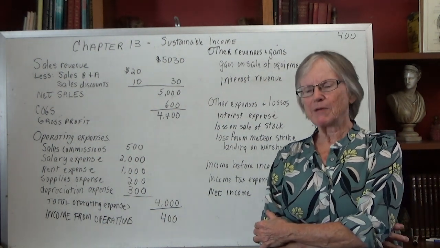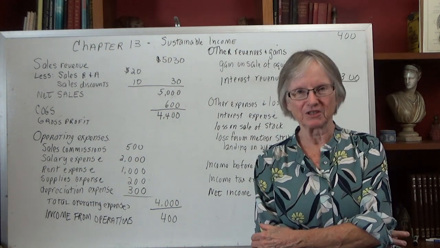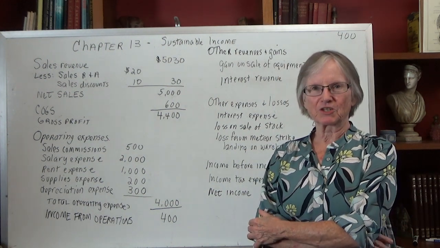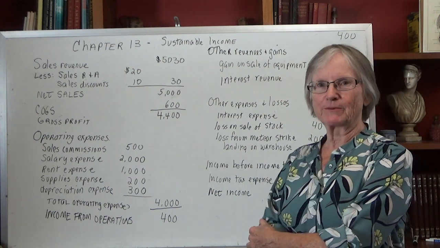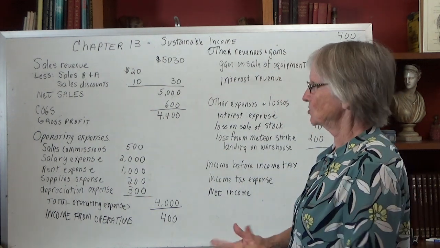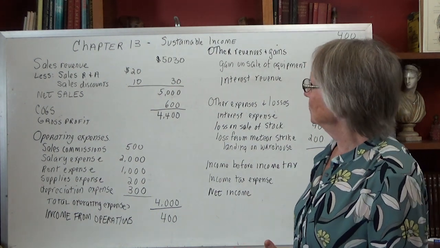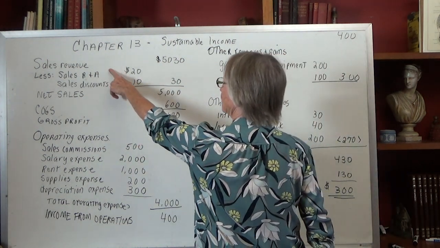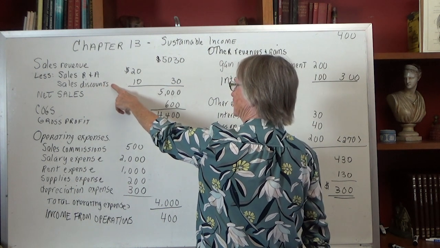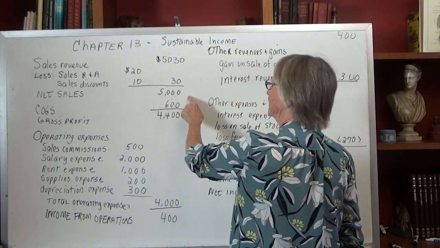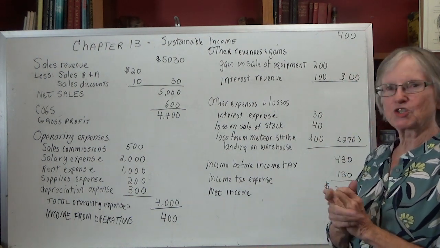So this is appendix 13A in your book, and it's on sustainable income. The best way to figure out sustainable income is to look at our multi-step income statement. Multi-step means it has quite a few steps, as opposed to your single-step income statement. With a multi-step, you start off with your sales revenue, take off your sales returns and allowances, take off your sales discounts, and you end up with net sales. That's the first step in a multi-step.